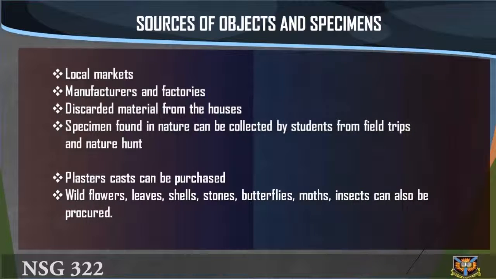Sources of objects and specimens: local markets, manufacturers and factories. Discarded materials from the houses. Specimens found in nature can be collected by students from field trips and nature hunts. Plaster casts can be purchased. Dried flowers, leaves, shells, stones, butterflies, moths, insects can also be procured.